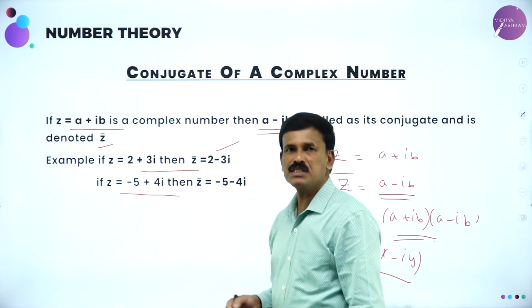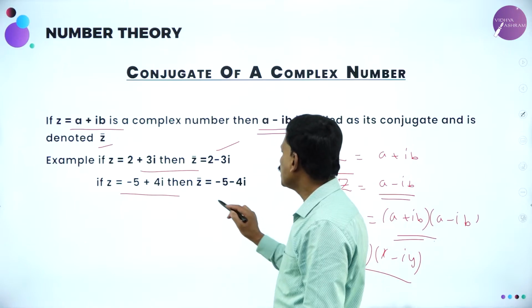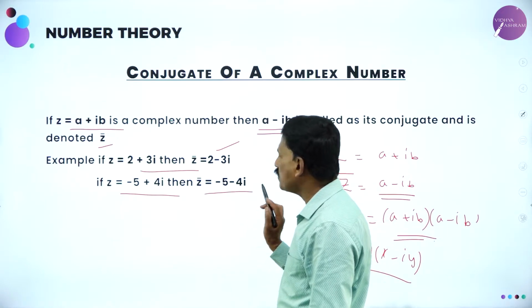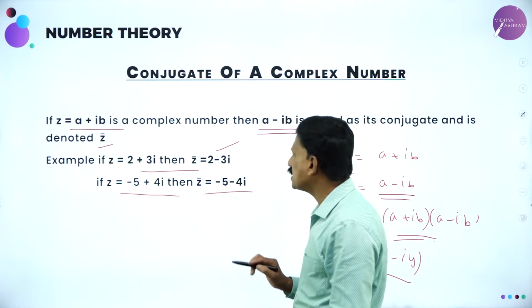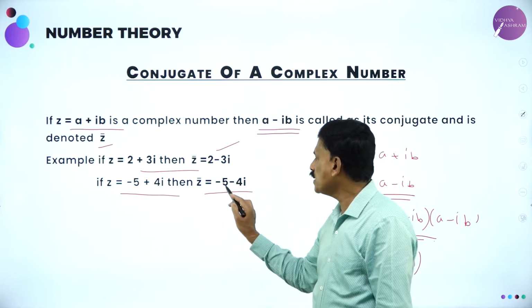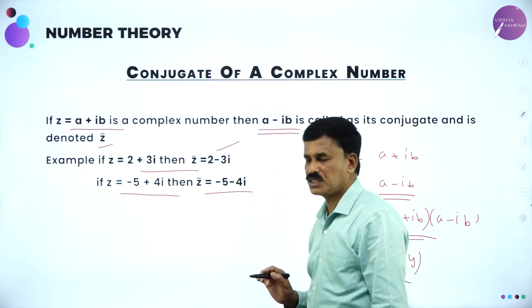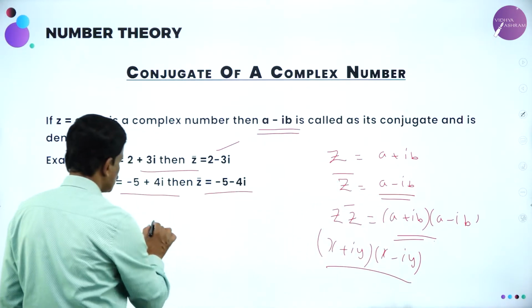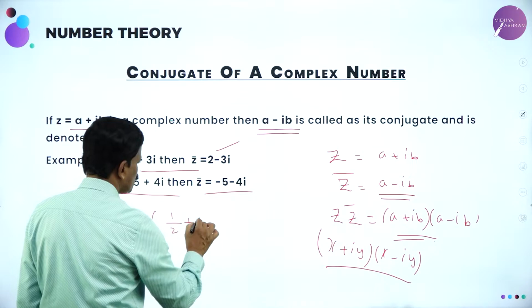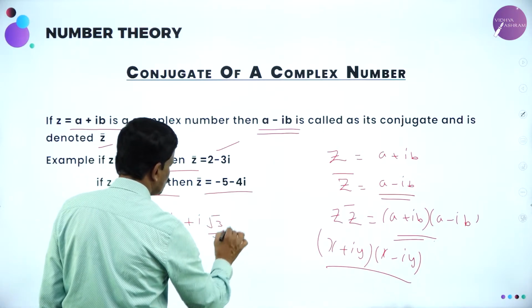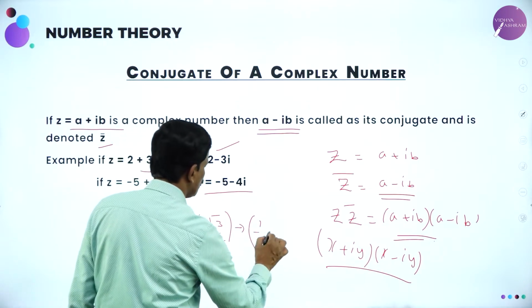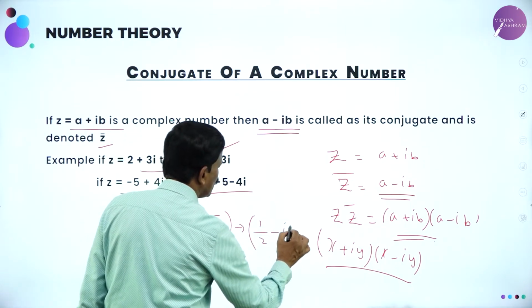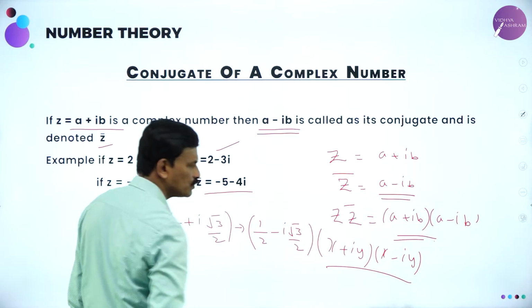Similarly, if z is equal to minus 5 plus 4i, then z bar is minus 5 as it is, and the plus 4i becomes minus 4i. So minus 5 minus 4i is the conjugate. Suppose 1 by 2 plus i into root 3 by 2 is a complex number, then the conjugate of this, denoted as z bar, is equal to 1 by 2 minus i into root 3 by 2.